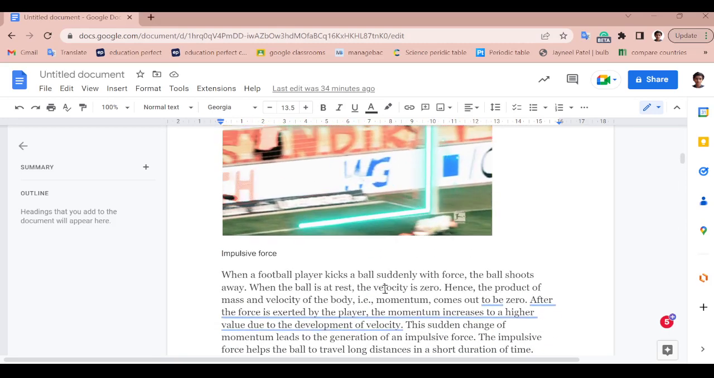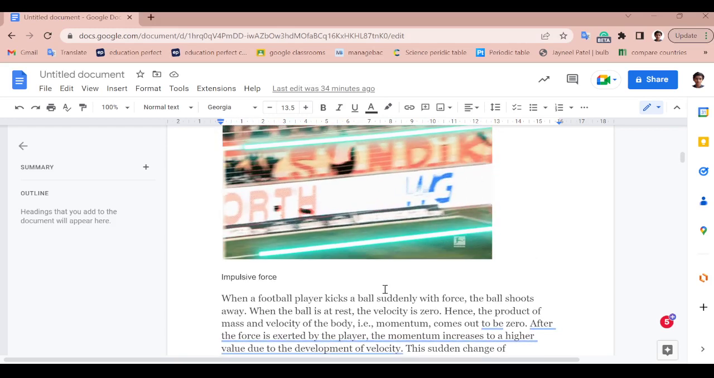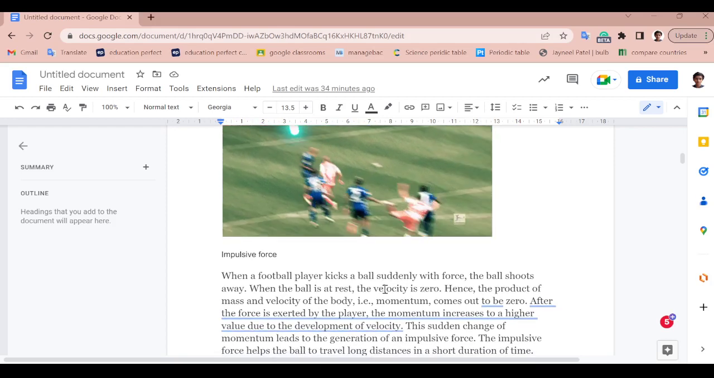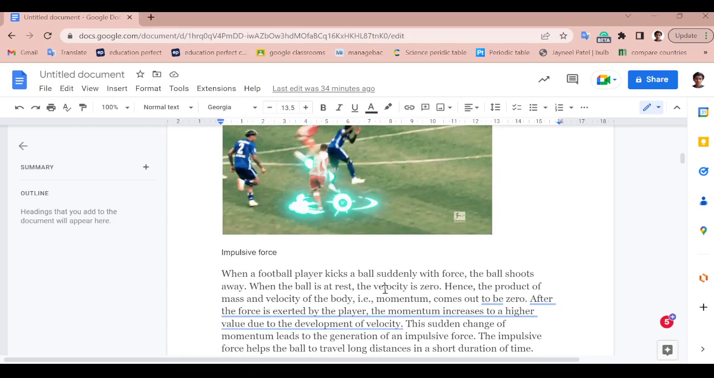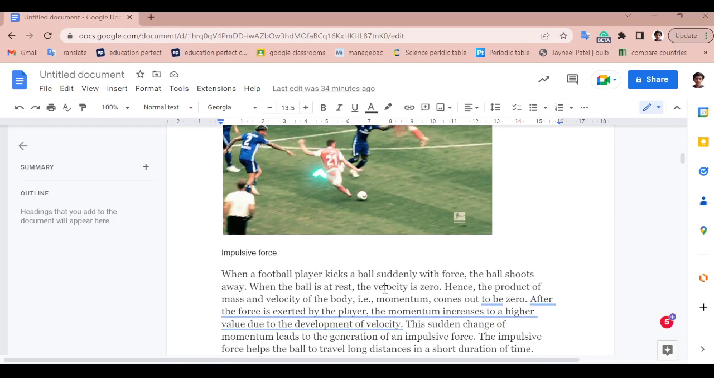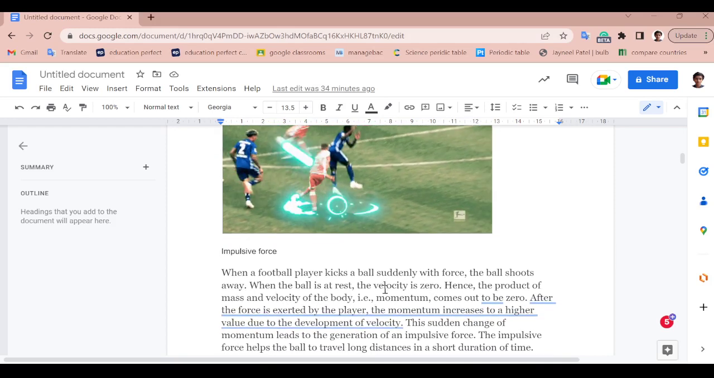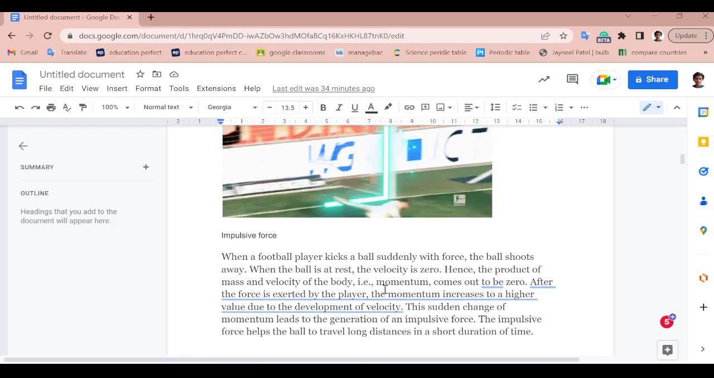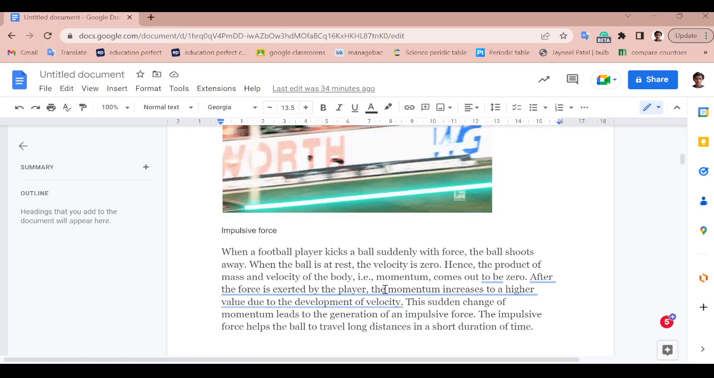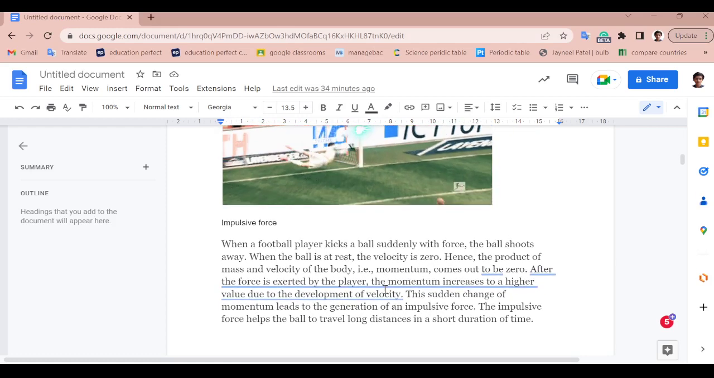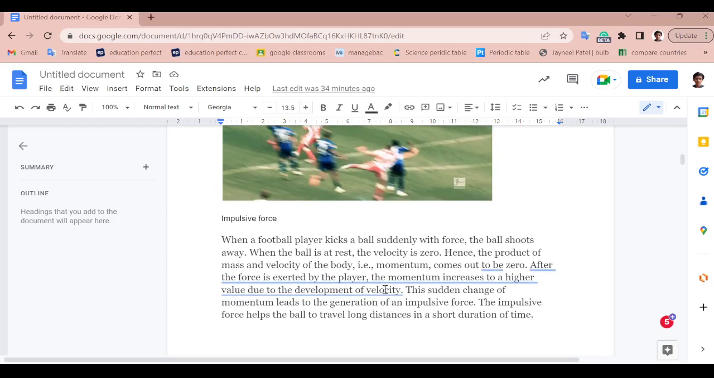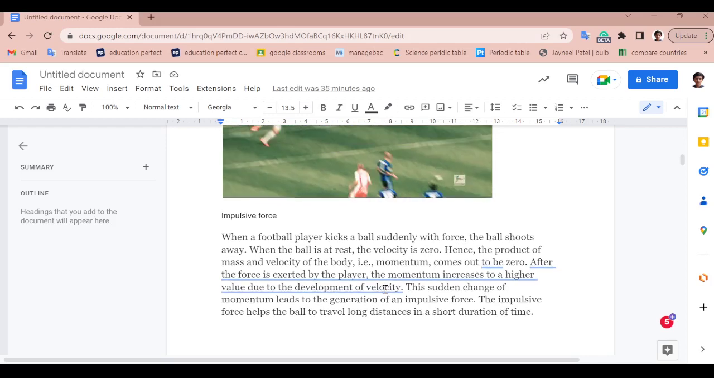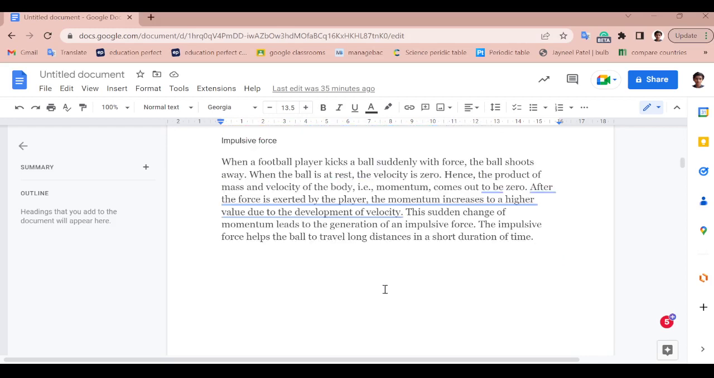Impulsive force. When a football player kicks a ball suddenly with force, the ball shoots away. When the ball is at rest, the velocity is zero. Hence, the product of mass and velocity of the ball, i.e. momentum, comes out to be zero. After the force is exerted by the player, the momentum increases to a higher value due to the development of velocity. This sudden change of momentum leads to the generation of an impulsive force. The impulsive force helps the ball to travel long distances in a short duration of time.